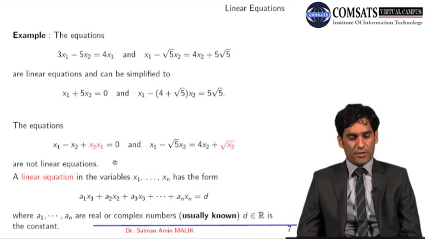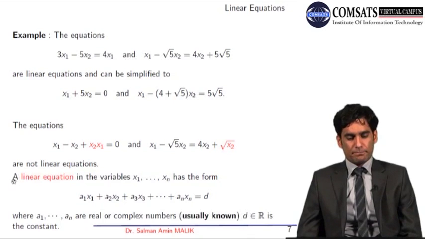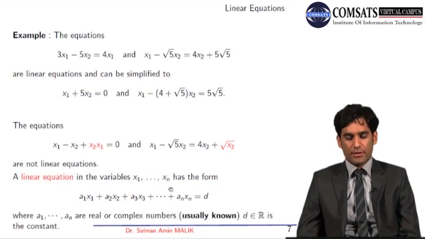Of course, this equation is not a linear equation. So let's define a linear equation with n variables, where n is any natural number. N could be 2, n could be 3, n could be 10,000, n could be any positive number.